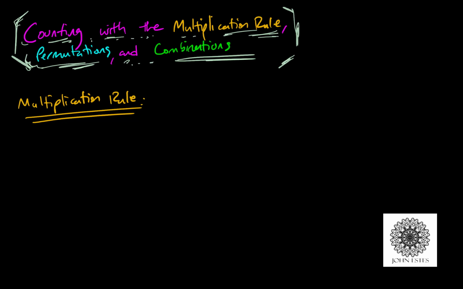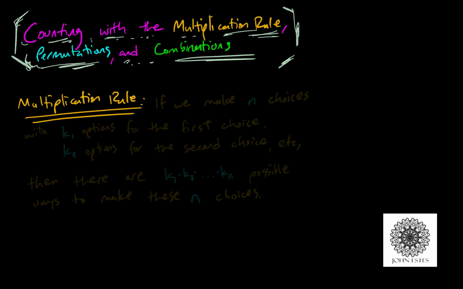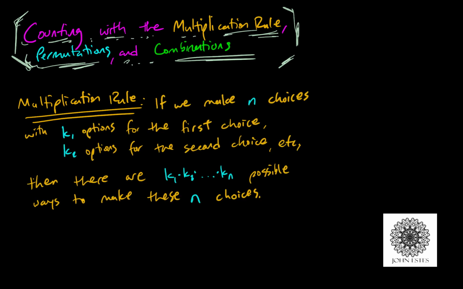And I want to start with the multiplication rule, which says this. If we make n choices with k sub 1 options for the first choice, that means whatever the first thing we're choosing, we have k sub 1 options for, k sub 2 options for the second choice, k sub 3 options for the third choice, etc., going all the way down to k sub n for the last choice, we have k sub n options. Then what that means is there are k1 times k2 times k3 up to times kn possible ways to make these n choices.